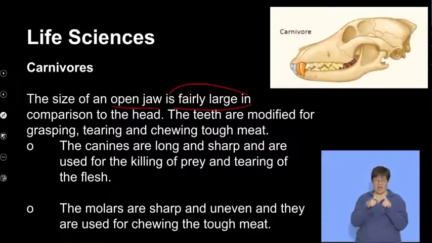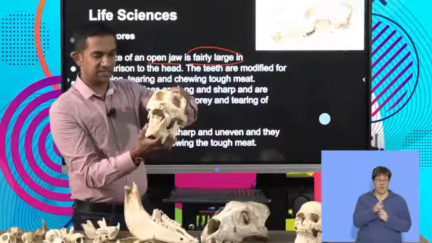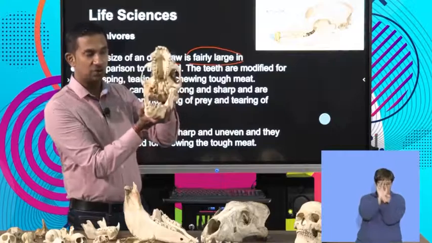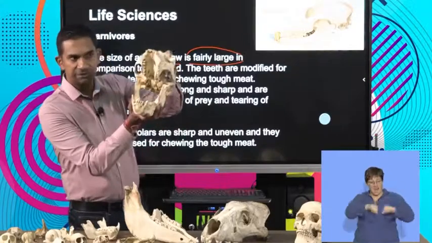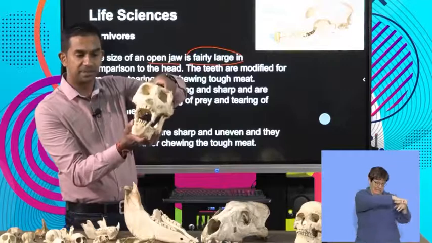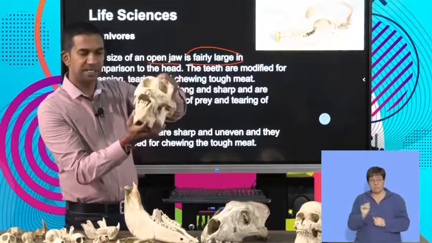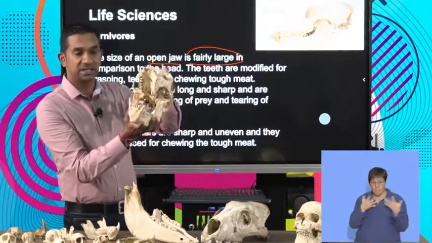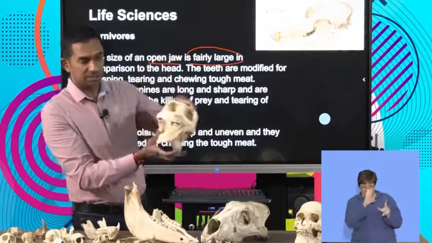So if we were to compare how the jaw of a predator opens up, they have the ability to extend their jaw much wider, and that allows them to grab and grip onto their prey. And this ability allows for a greater size of prey to be consumed.